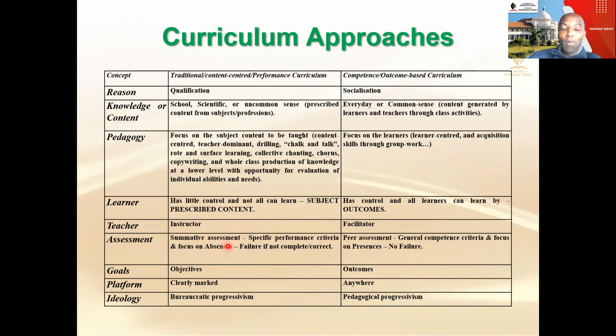When it comes to assessment, this side, under the qualification side, is summative assessment. Because what is happening here is that assessment is looking for what your learners are cognitively missing. So those who are missing some part of the content, they will fail, because this side, the testing is for what is still missing. They focus on the absence, what is still missing cognitively.